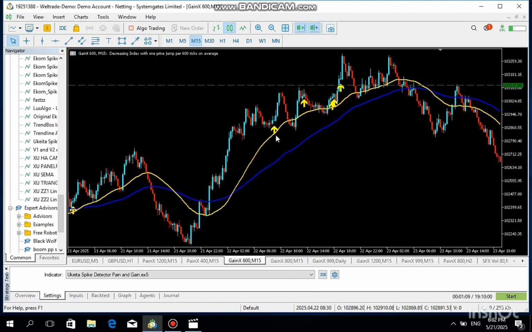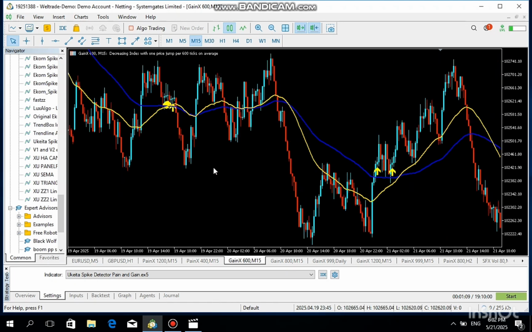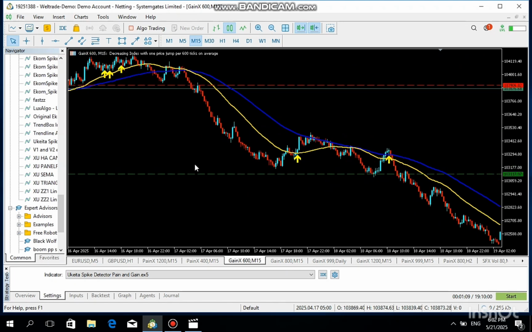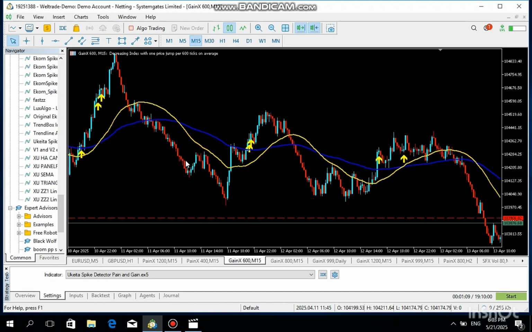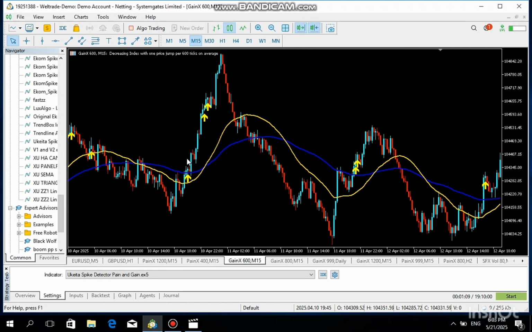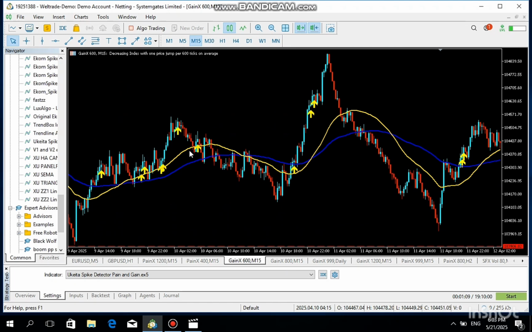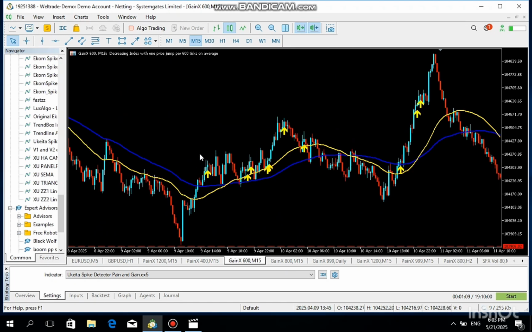In our next edition, I'm going to be showing you how you can apply good risk management to make the most out of this strategy: how to apply good risk management, where to place your stop loss, and the maximum amount of risk to take per trade, so that you will be able to trade this strategy profitably and perfectly with little errors.